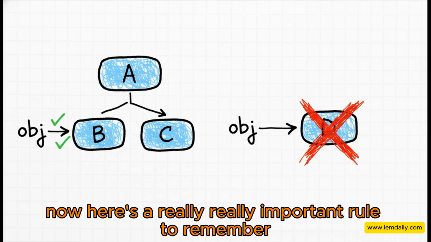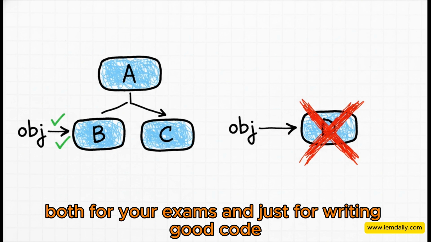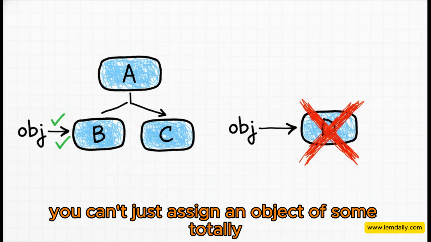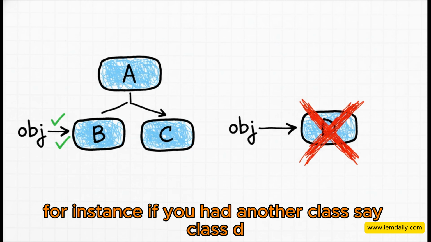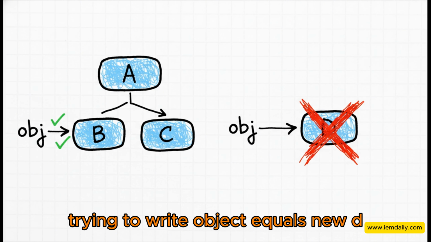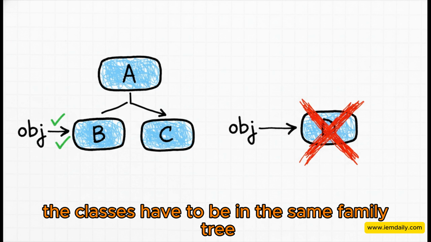Now here's a really important rule to remember, both for your exams and just for writing good code. This whole thing only works because of inheritance. You can't just assign an object of some totally unrelated class to that parent reference. For instance, if you had another class, say class D, that did not extend A, trying to write object = new D would just give you an error right away. The classes have to be in the same family tree.